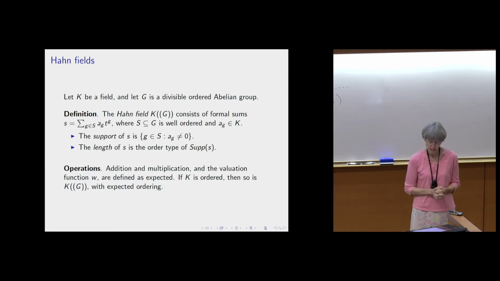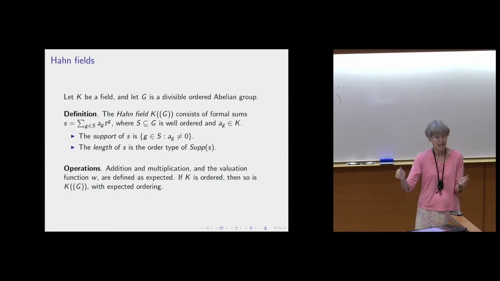Okay, so there's natural addition and multiplication. The valuation is also very natural. We take the group element from the leading non-zero term. And if K is ordered, if we had a subfield of the reals, for example, then so is this Hahn field. Again, what we do is look at the leading non-zero term and ask, is the coefficient positive or not? So we have a natural ordering.